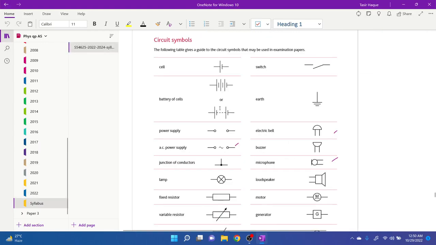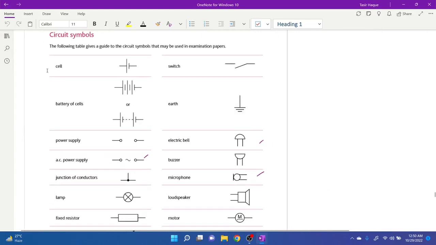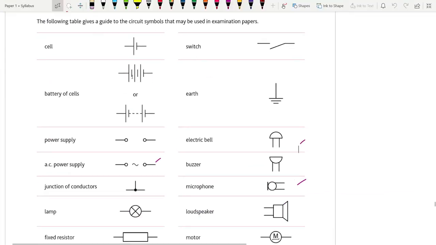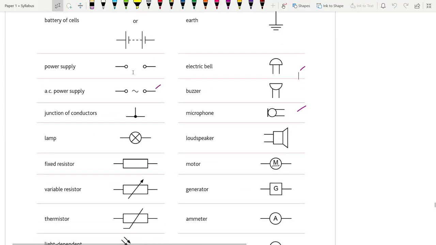Yeah, I do have the syllabus over here. These are all the circuit symbols that you have to have memorized. Okay, so you guys know what a cell looks like. This is a battery power supply. So if you have a wave over here, it represents an AC power supply.